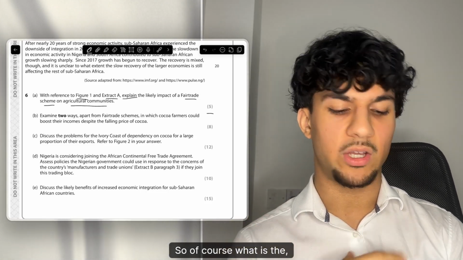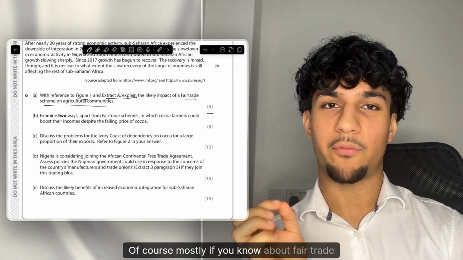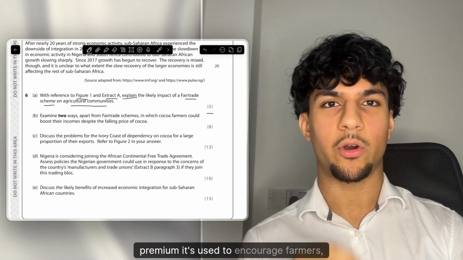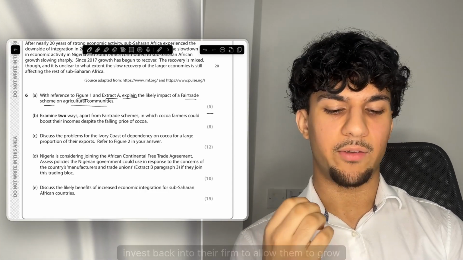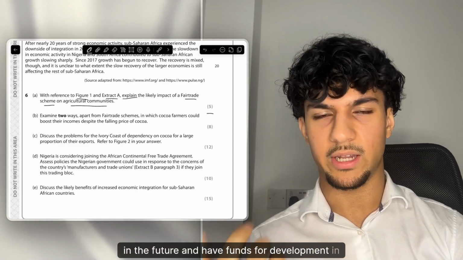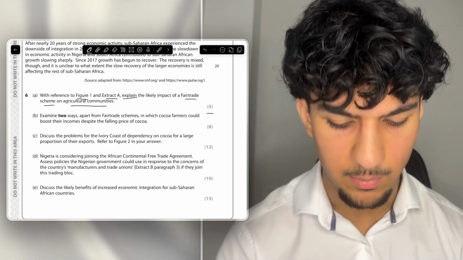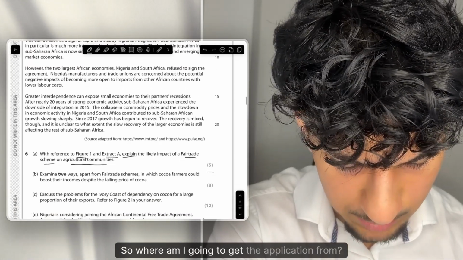So of course, what is the overall impact of these fair trade schemes? If you know about the fair trade premium, it's used to encourage these cocoa farmers to invest back into their business, to allow them to grow in the future and have funds for development in the future. But now let's add a few application points into that, and that will be more than enough for that 5-mark question.